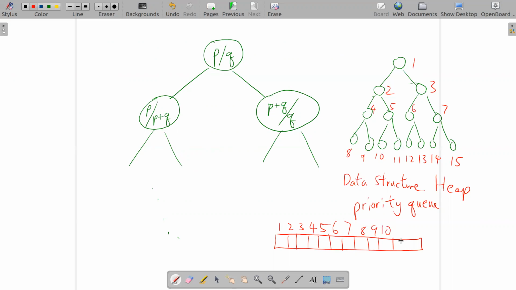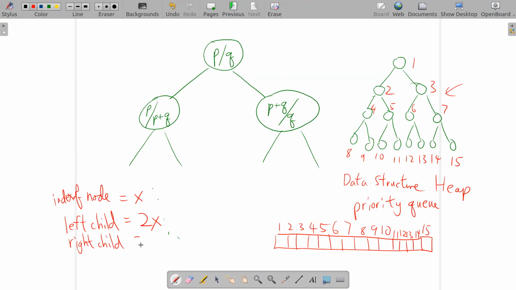And you store things in an array where the index of the array item basically corresponds to this numbering here. And one of the things that you learn if you have done programming with heaps is that if the index of a node is X, then the left child is always 2 times X, and the right child is always 2 times X plus 1.